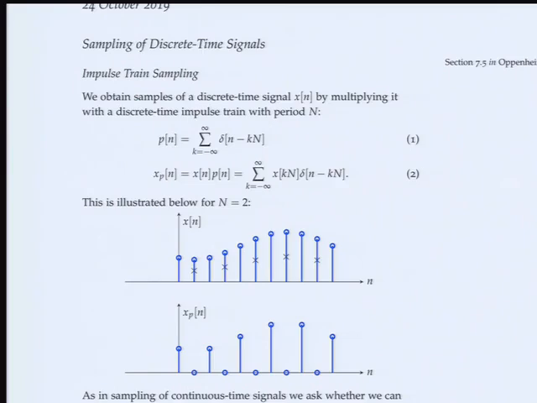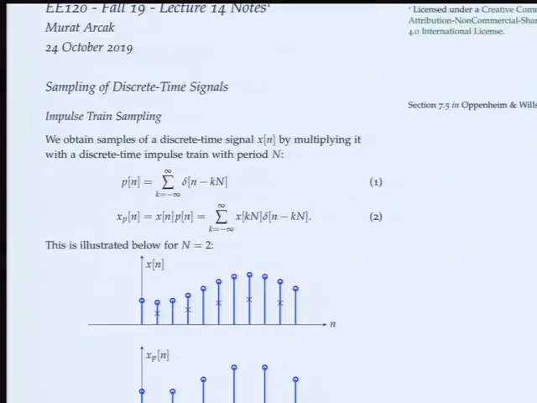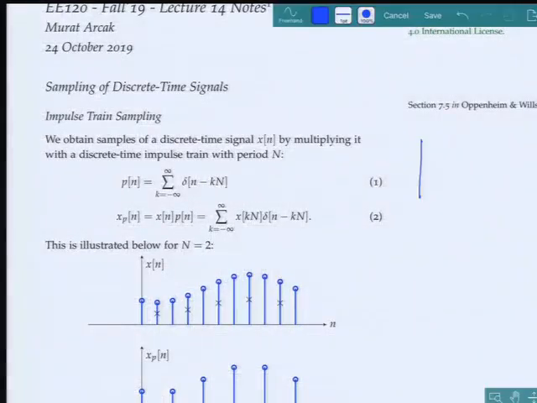Right? So to be consistent with the way we did impulse train sampling in continuous time, we introduce impulse train sampling in discrete time as well. First, we introduce an impulse train p, which is a sequence of impulses that are spaced capital N units apart. So p is going to look like this. An impulse at 0, and then zeros, an impulse at N, and so on and so forth. So this is our impulse train, p of n, right?